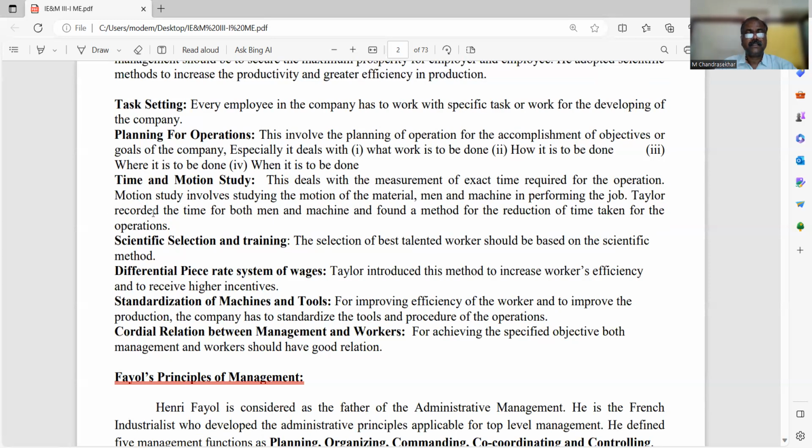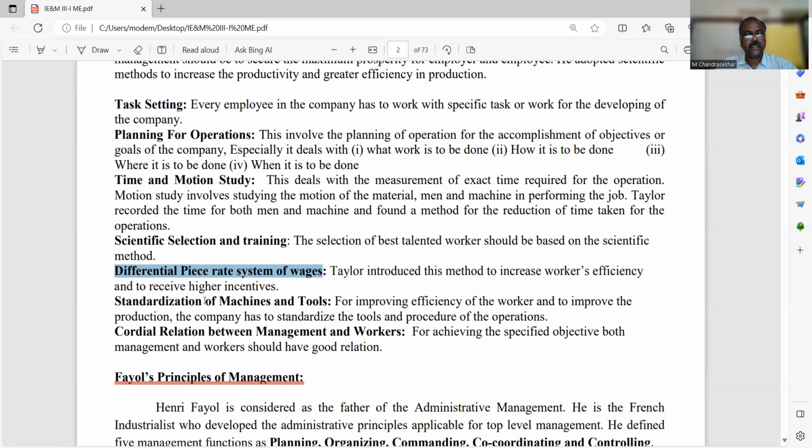F.W. Taylor recorded the time for both men and machine and found a method for reduction of the time taken for the various operations. Scientific selection and training. The selection of the best talented workers should be based on scientific methods. Differential piece rate system of wages. F.W. Taylor introduced this method to increase the workers' efficiency and to give them higher incentives.